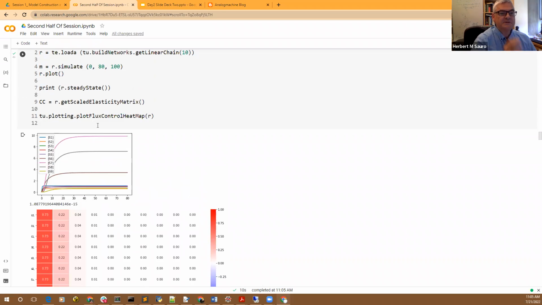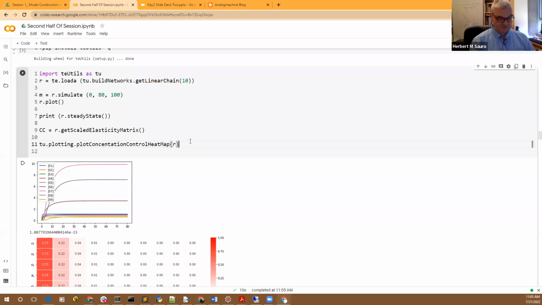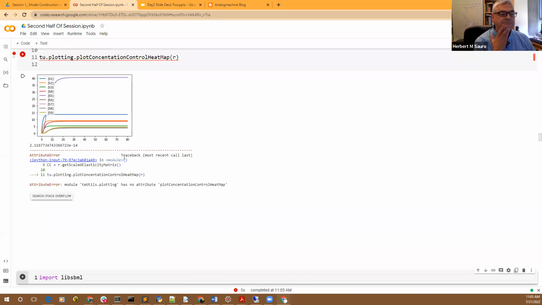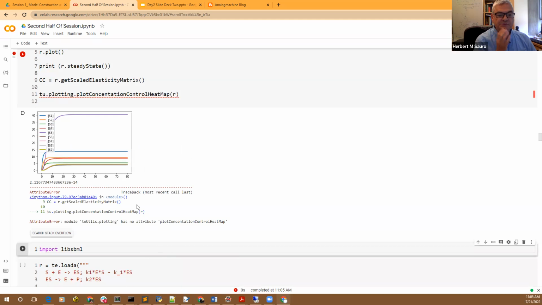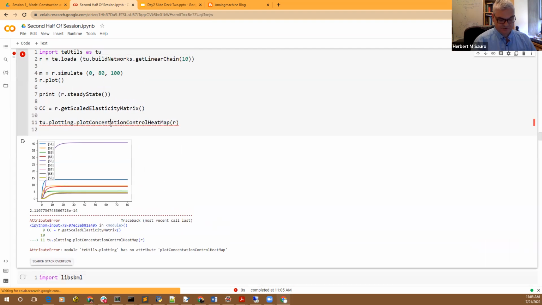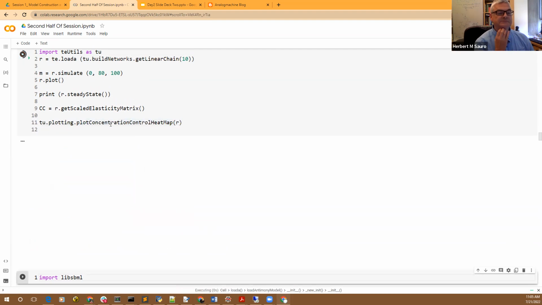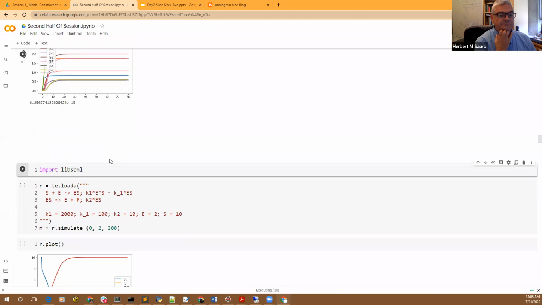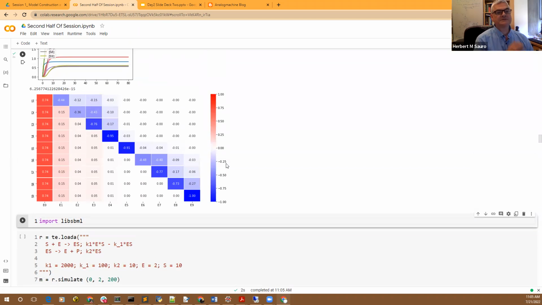This happens to be the flux. Let's do the concentration instead for this one. Let's try that. There you go. Okay, that's a bit better. So this is how sensitive the concentrations are to the different steps. We've got our 11 steps. This is the end step. This is the front step here.